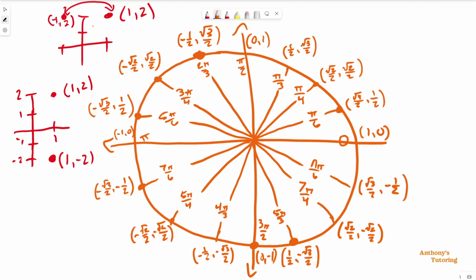And that is the entire unit circle. All we did was we memorized this first quadrant. That was the only thing we memorized. And then we used reflections to figure out all the rest of the quadrants. Cool. So let's review everything we talked about.